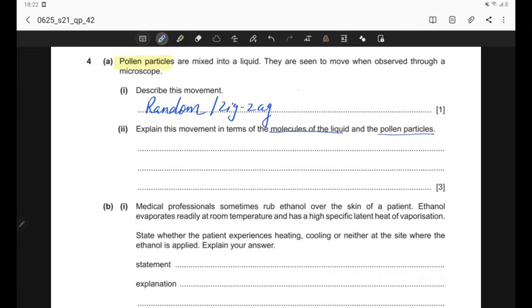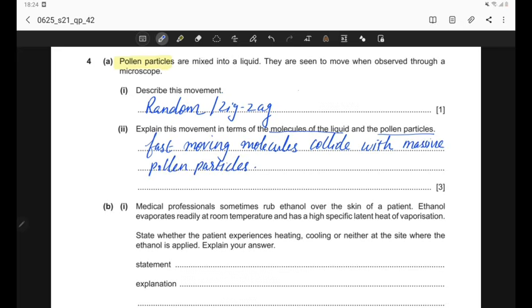So we have already seen molecules are small in size compared to the size of pollen grains, but these fast moving molecules or liquid molecules collide with these massive or heavy pollen particles, and these collisions from molecules are not in a particular direction but uneven, with collisions from different directions causing a random movement of pollen particles. Therefore, we can write down these uneven collisions cause random movement.